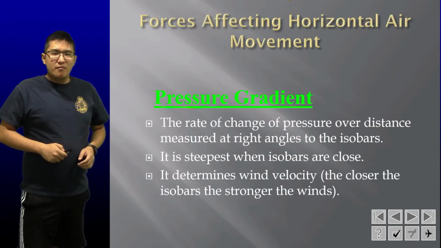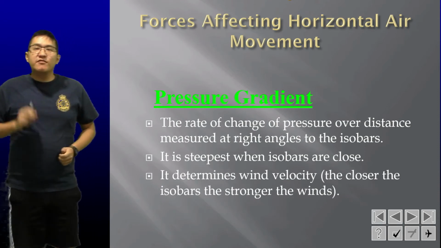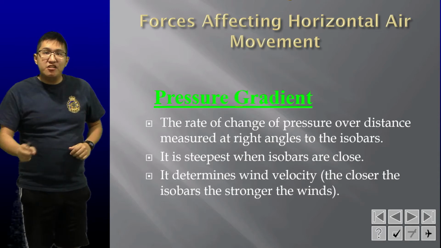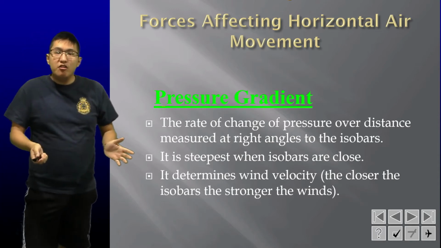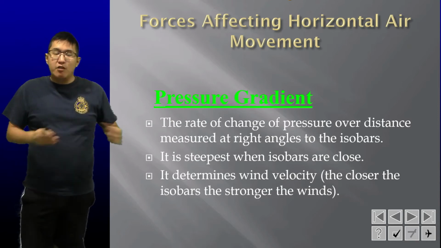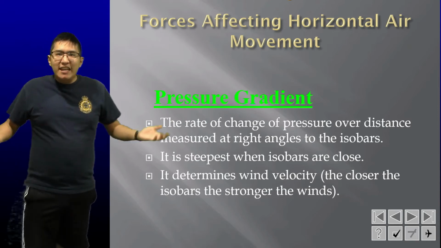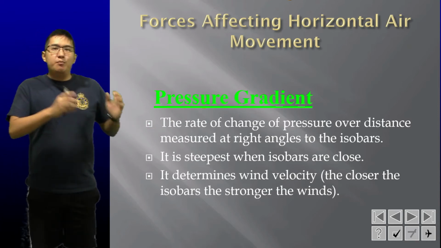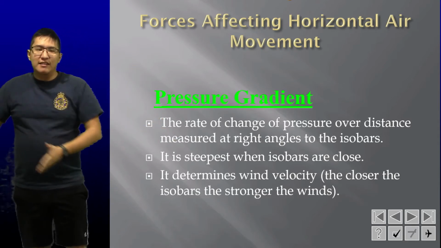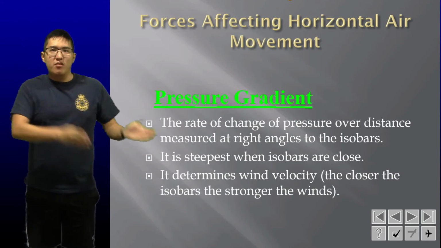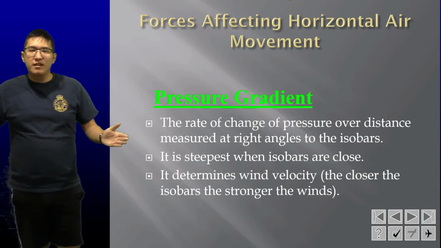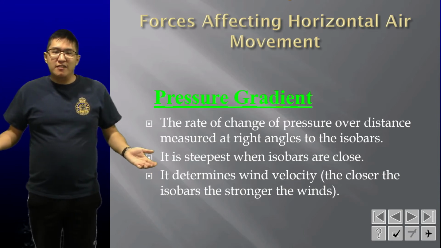Okay, now we're going to discuss the factors that actually affect wind. First is what we call the pressure gradient. The pressure gradient is a change in pressure over a distance, measured at right angles to the isobars. In English, it means how much pressure is changing as you move from one place to the other. Then you measure the difference between the two, and that will be your pressure gradient.